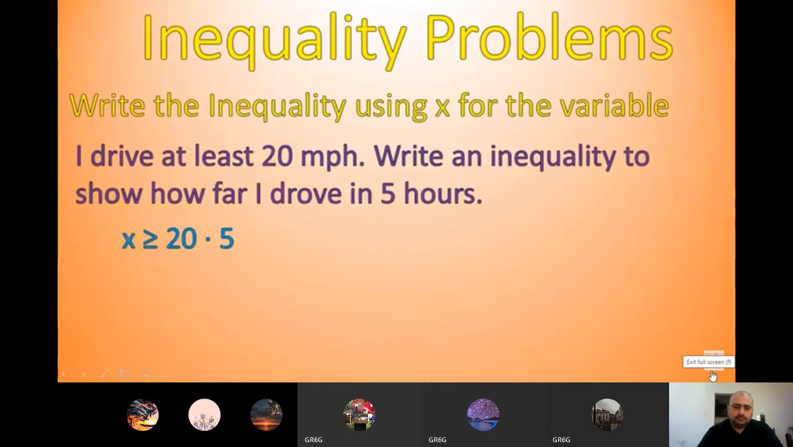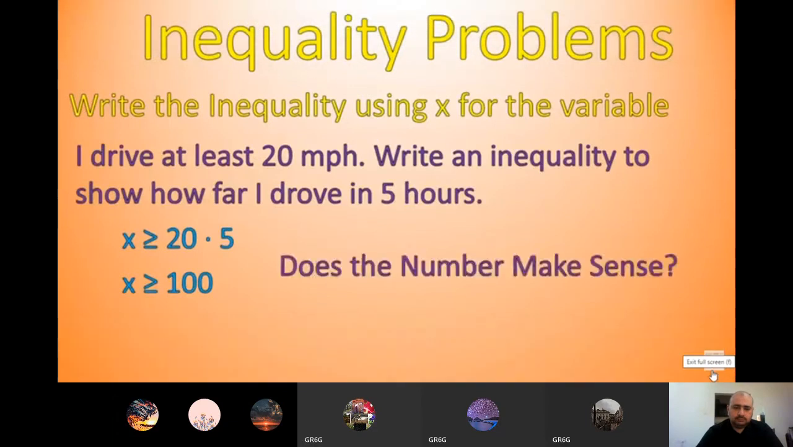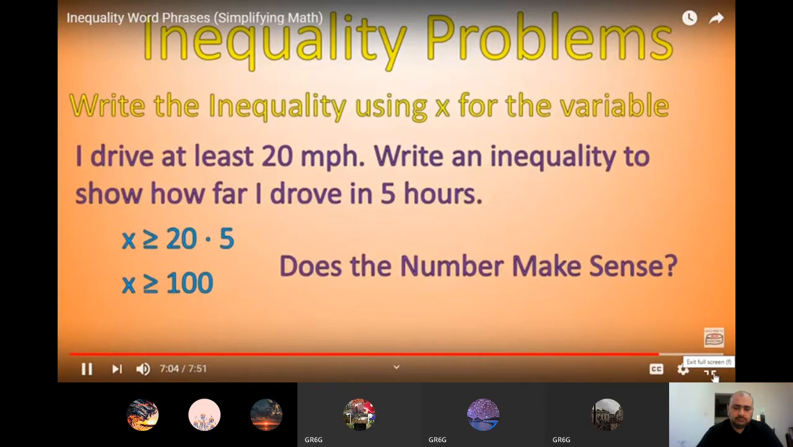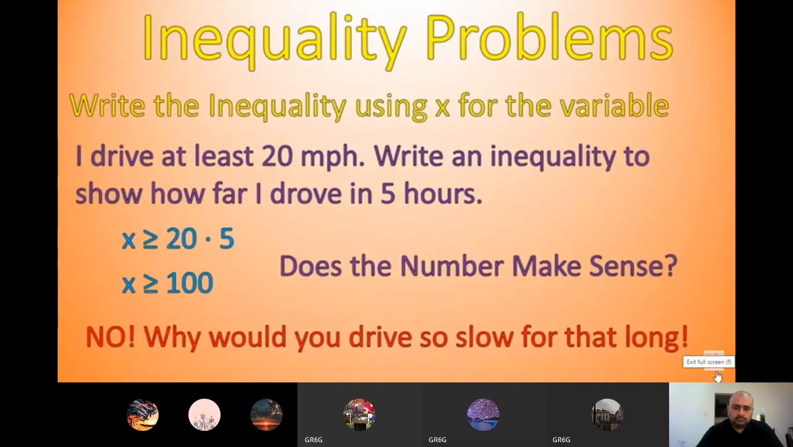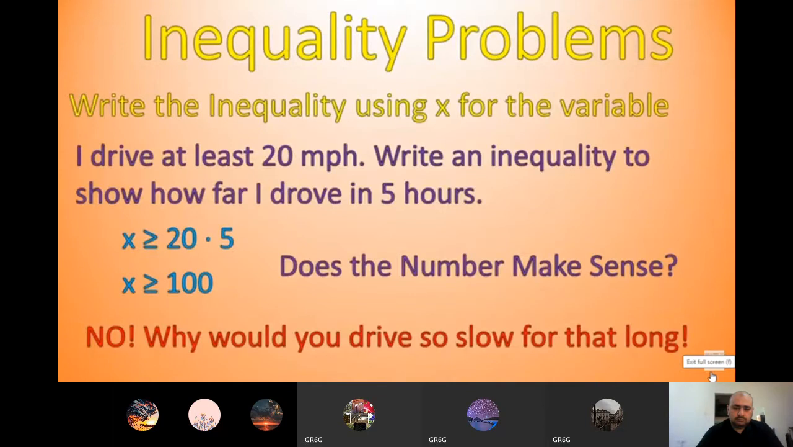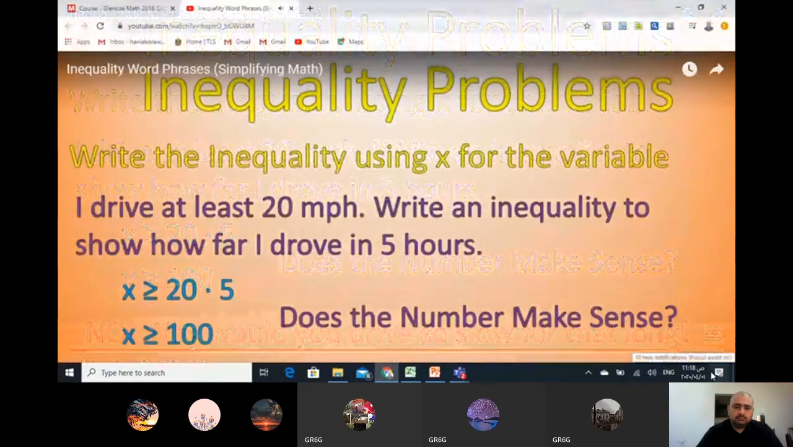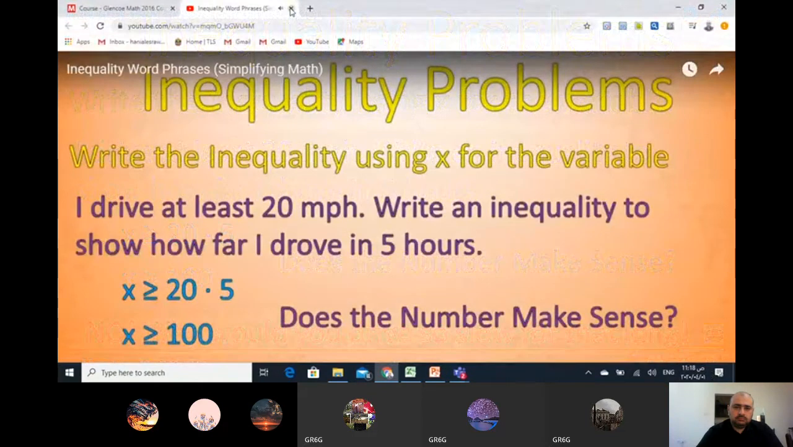Okay, that's why we would use the greater than symbol. So the amount that I drove in 5 hours is greater than or equal to 100. And again, we ask ourselves, does that number make sense? If you're driving 5 hours, 20 miles an hour, it would equal 100. But again, does the question make sense? No, absolutely not. Why would you drive 20 miles an hour for 5 hours? That'd be kind of a waste of your time. Then again, you might be driving 100 miles an hour. And if that's the case, your answer is greater than 100. But it's kind of a funny question.